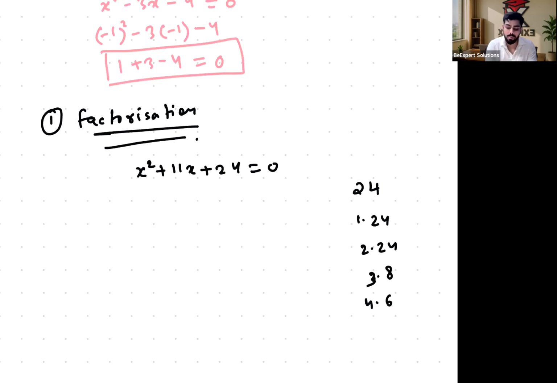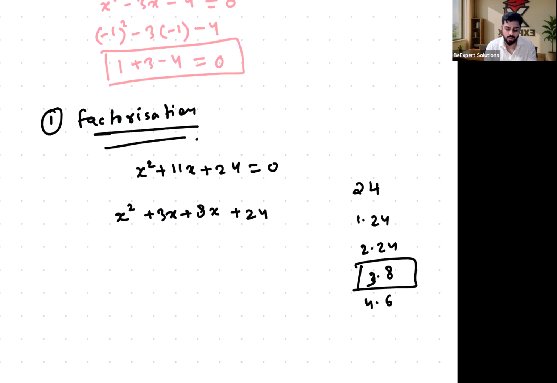We need to break 11x in such a way that by multiplying I get 24 and by adding I get 11. So if you see this pair 3 and 8, these dots are not decimals, they are multiplication. If you add these two numbers, if you write down 3x plus 8x, it actually gives you 11x.